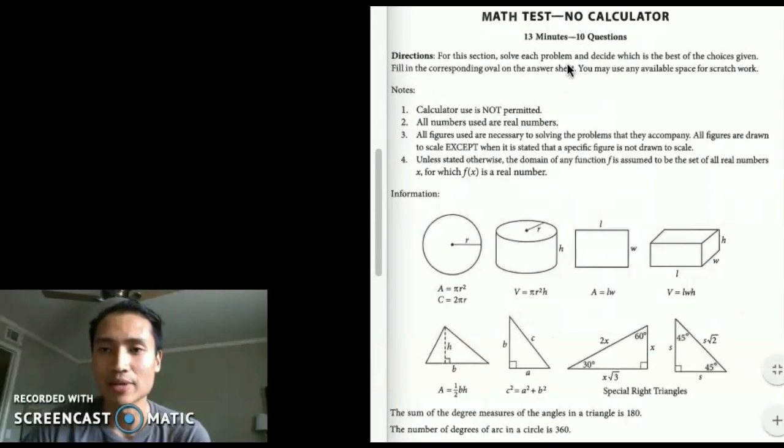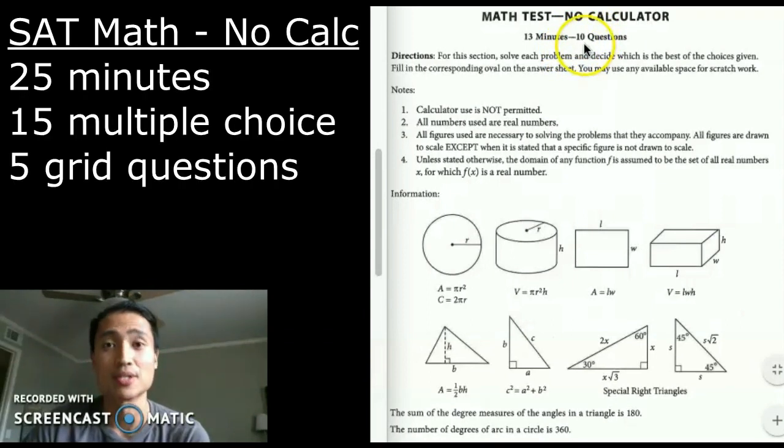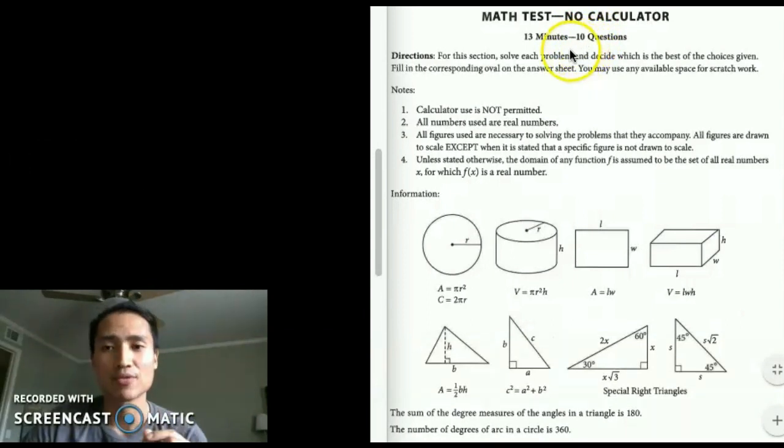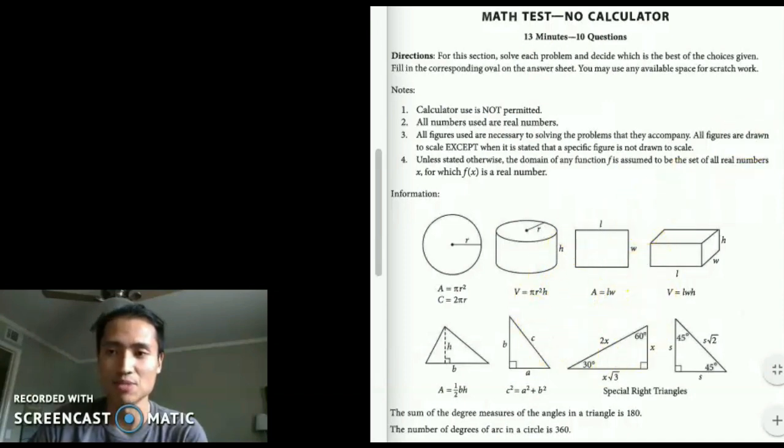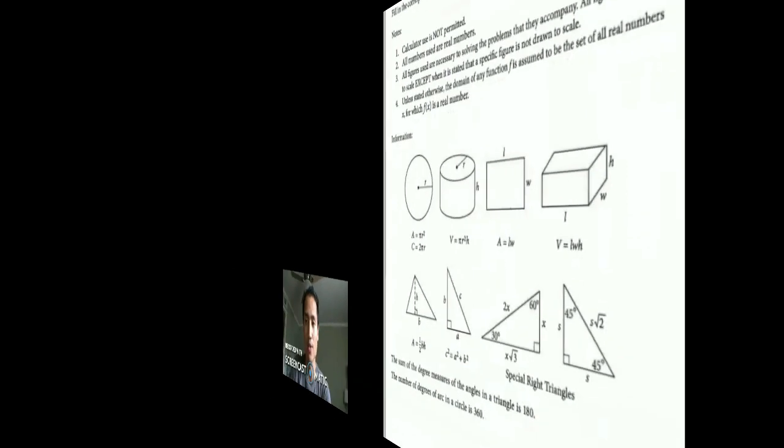So the SAT no calculator portion is definitely longer than 13 minutes and 10 questions. This is simply like a taste of it. This first page, this information page with instructions, formulas, as well as helpful information, you don't actually need to memorize any of this, but you definitely need to know how to use it, and you're actually going to see some of these problems show up. And so without further ado, let's go ahead and get started.